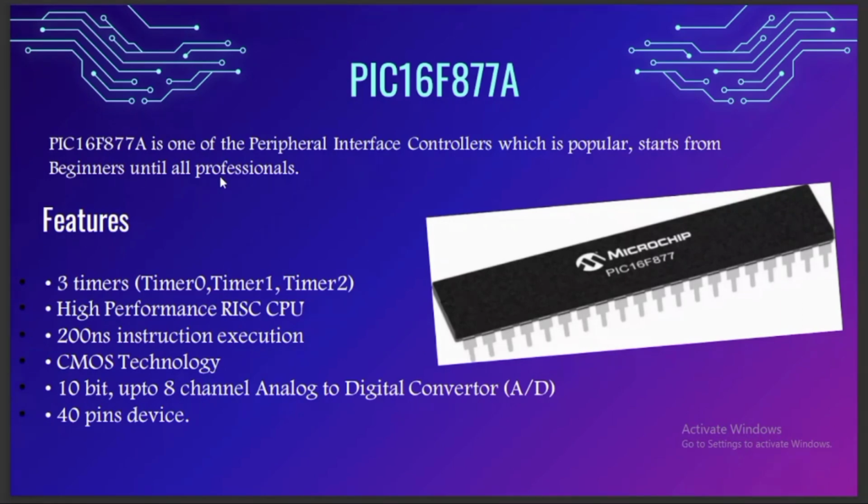Getting into the features of this microcontroller, it has three timers: timer 0, timer 1 and timer 2. The second feature is high performance, because its CPU is RISC. What does RISC stand for? RISC stands for Reduced Instruction Set Computer. The third feature is that the instruction set is very small, with an instruction cycle of 200 nanoseconds, so the performance is very high. The fourth one is CMOS technology. It is manufactured based on CMOS technology, and it has 40 pins.